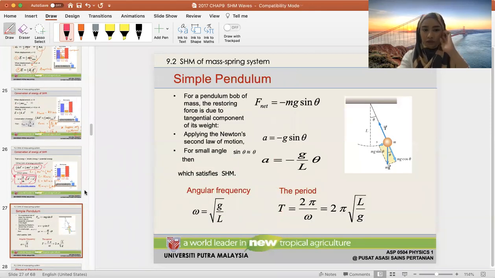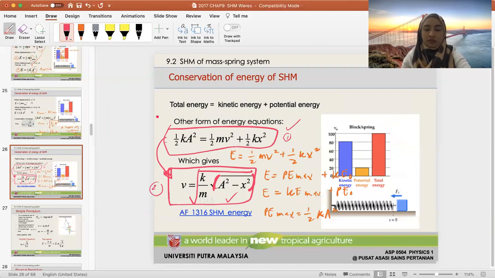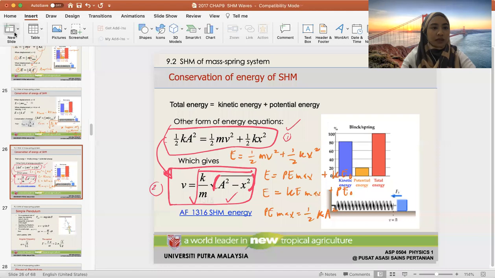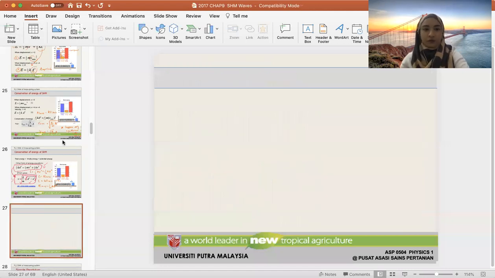Right, so now, the spring mass system. Okay, let me write down what we have learned for a spring mass system. Let's insert a new slide. For a spring mass system, what have we learned? Okay, what is a spring mass? It's a spring and it has a mass.